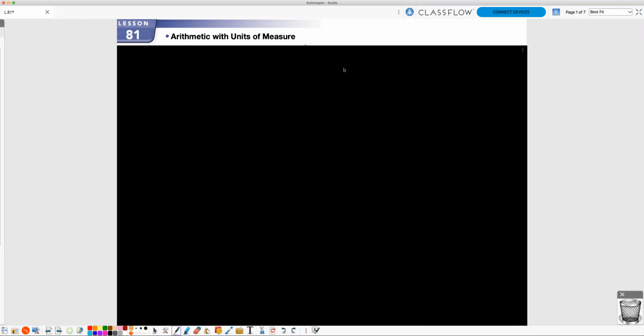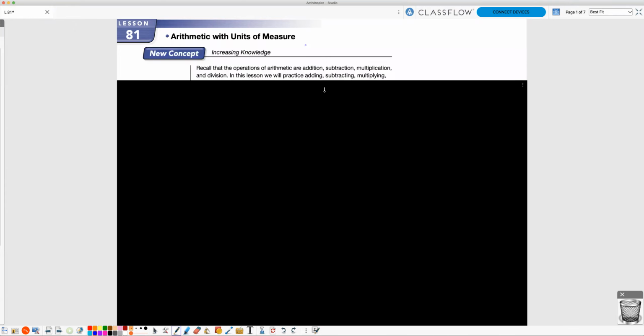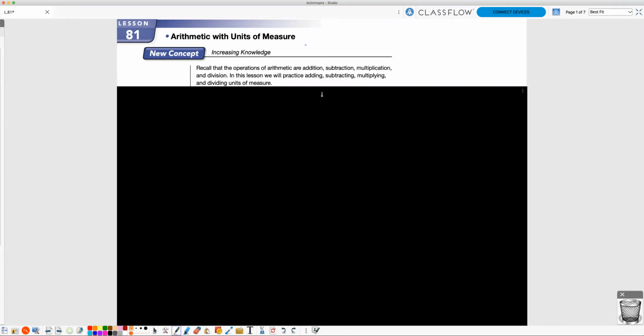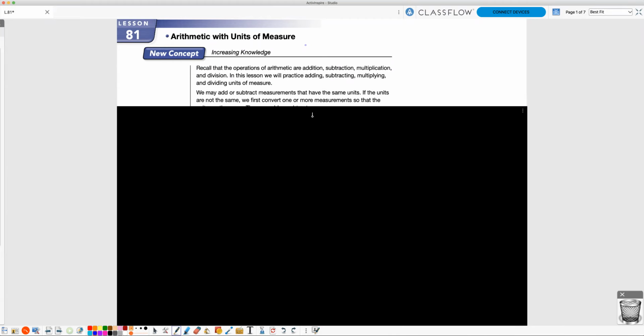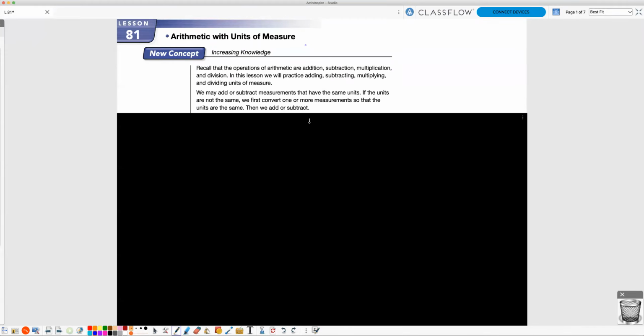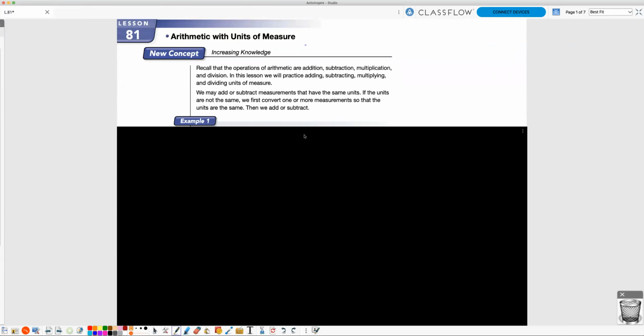This is lesson 81, Arithmetic with Units of Measure. Recall that the operations of arithmetic are addition, subtraction, multiplication, and division. In this lesson, we will practice adding, subtracting, multiplying, and dividing units of measure. We may add or subtract measurements that have the same units. If the units are not the same, we first convert one or more measurements so that the units are the same. Then we add or subtract.